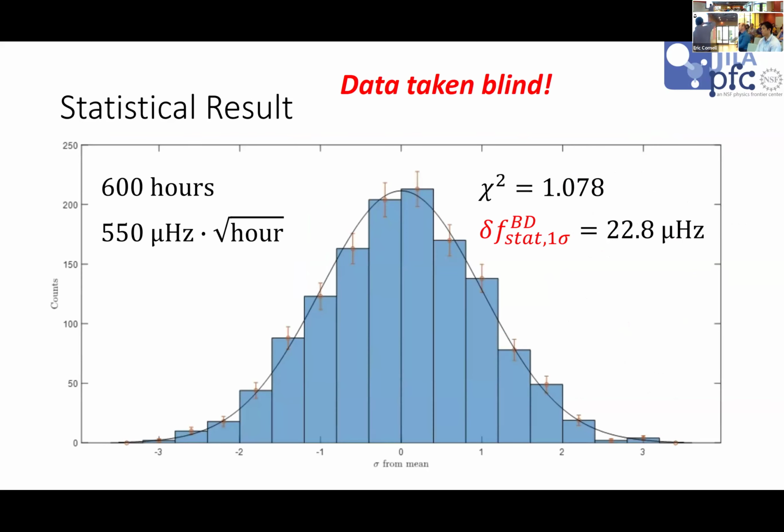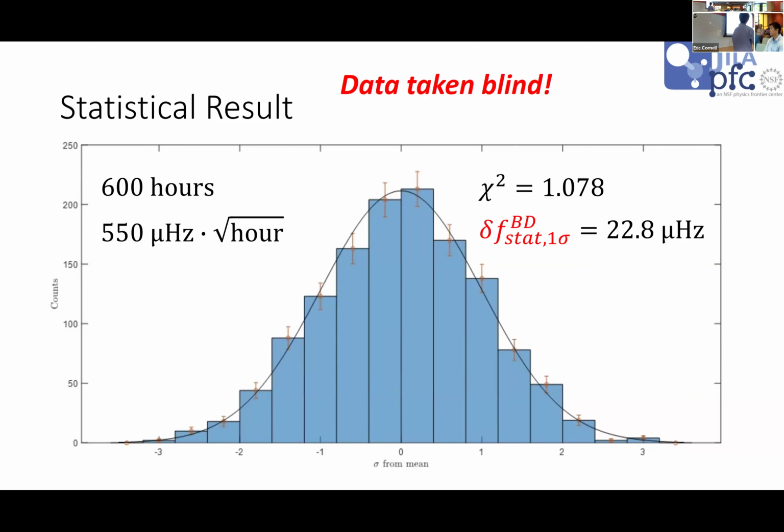We had a big result from data collected in 2022. We took the data blind. This little histogram here, it's counts, but actually each of these counts is, I don't know, like a 10-minute block or something like that. We took 600 hours of data over the course of several months. This particular collection of data has a mean of 0 by construction. We just basically subtracted out the 0 from the blinded data.